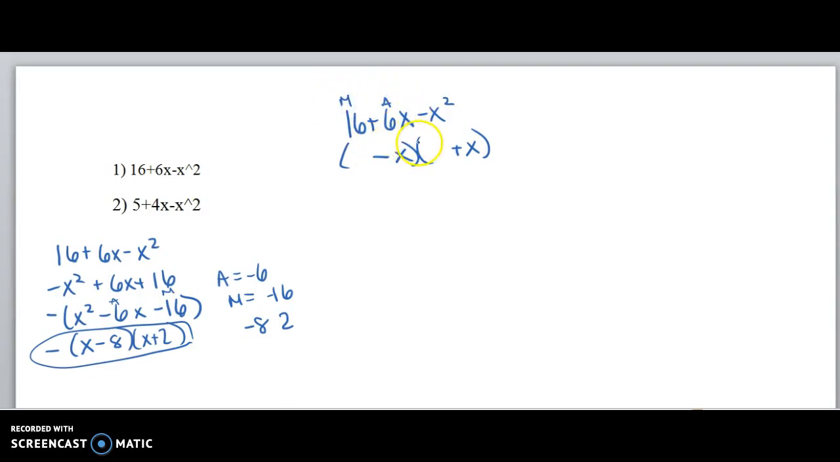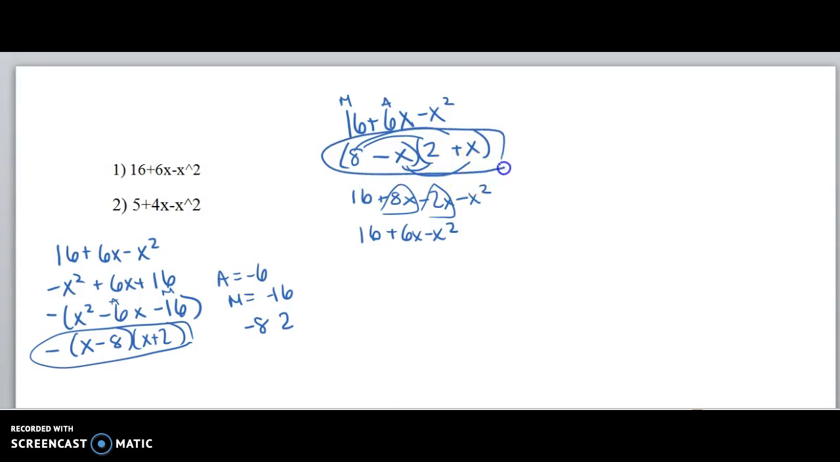So let's try 8 and 2. And now let's check our work. 8 times 2 is 16. 8 times x is 8x. Negative x times 2 is negative 2x. Negative x times x is negative x squared. When you combine like terms, you get 16 plus 6x minus x squared. If this did not work out, we would have had to switch the signs. So this is our final answer.